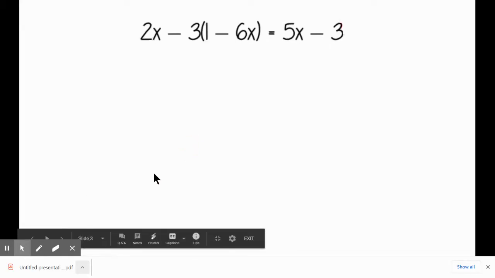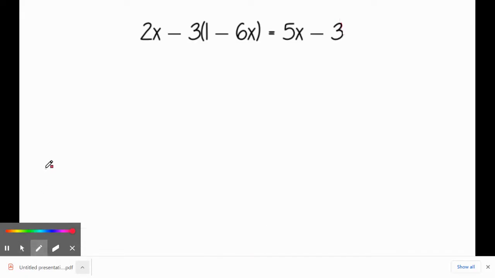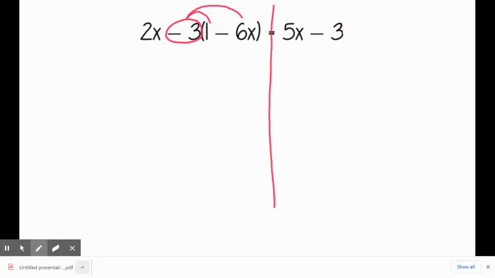Okay, and we are going to try another one. We're going to do another one together. So get my pen. So this is another multi-step equation. I notice I also have some distribution here. So I am going to distribute the number that's in front of the parentheses, which is this negative 3. So I'm going to distribute a negative 3 to both terms here.